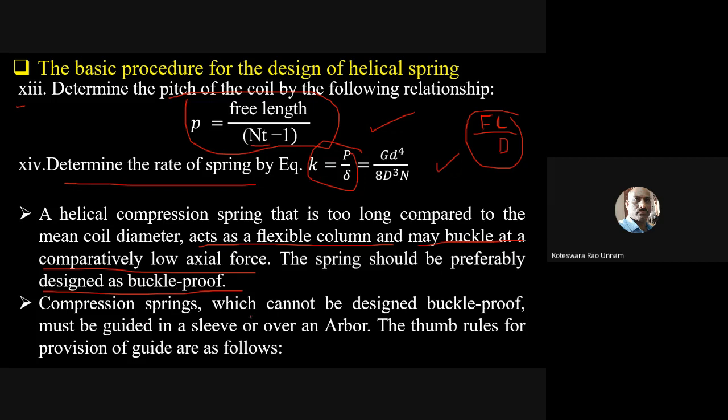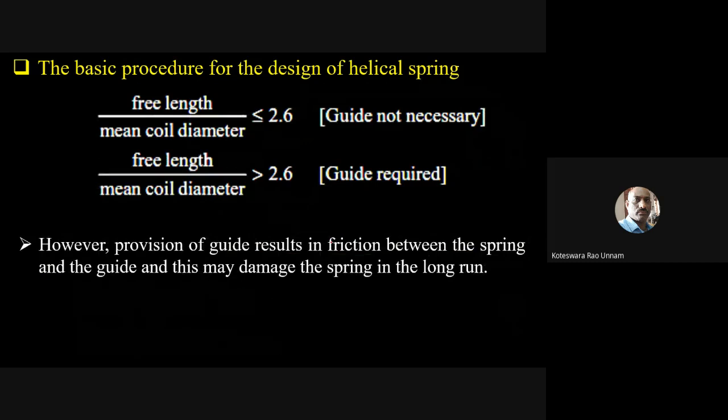Compression springs which cannot be designed buckle proof must be guided in a sleeve. That means if you are not designing the spring for buckling, then to make it buckle proof the spring is supported through a sleeve or a guide, so it can resist the buckling. Then the spring will become buckle proof. For that we need to use the following thumb rule. So what is the thumb rule?